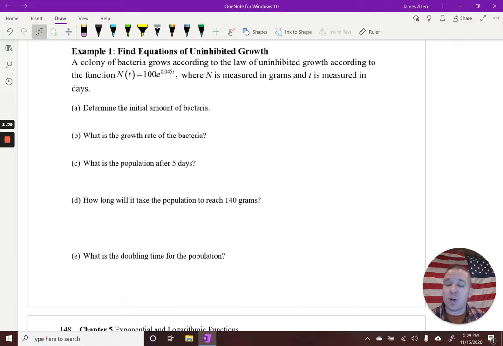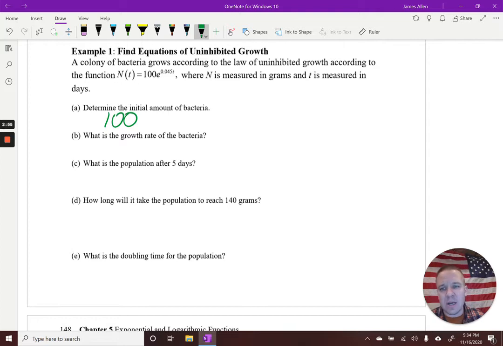Questions like these are great practice for the SAT. A lot of times they don't even have you do math in the math section. They just start asking questions about formulas. Well, our initial amount of bacteria would be the 100 grams.